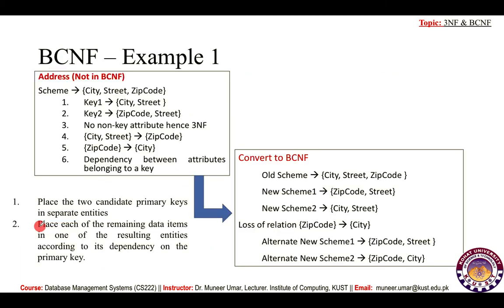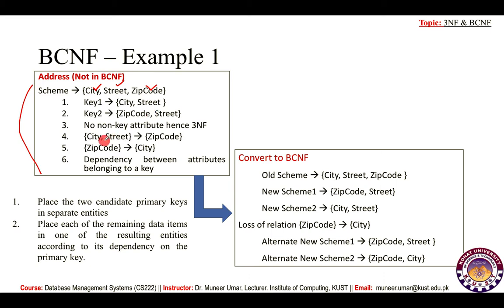Here we have an example. This table is not in BCNF. We have city, street, and zip code. The first key is city plus street. This is a composite. The second key is zip code plus street, a composite of 2. And here we have no non-key attribute. So this is in third normal form.